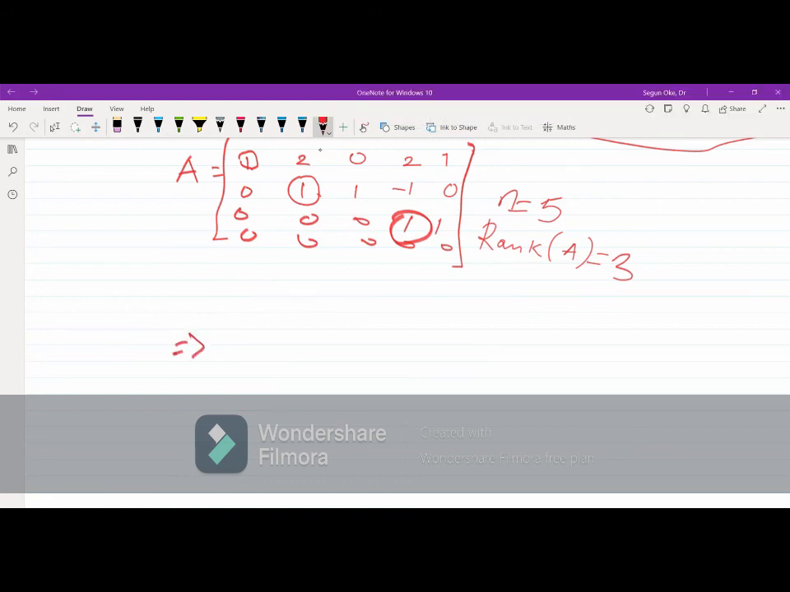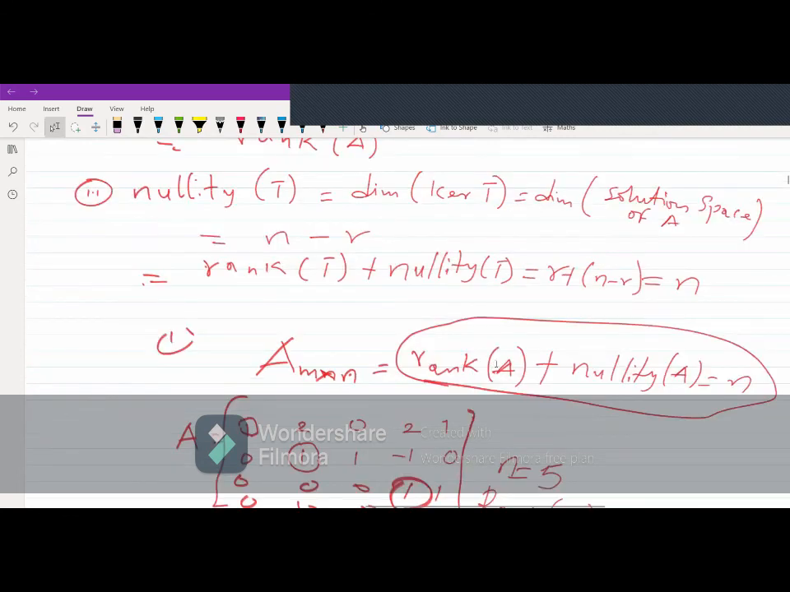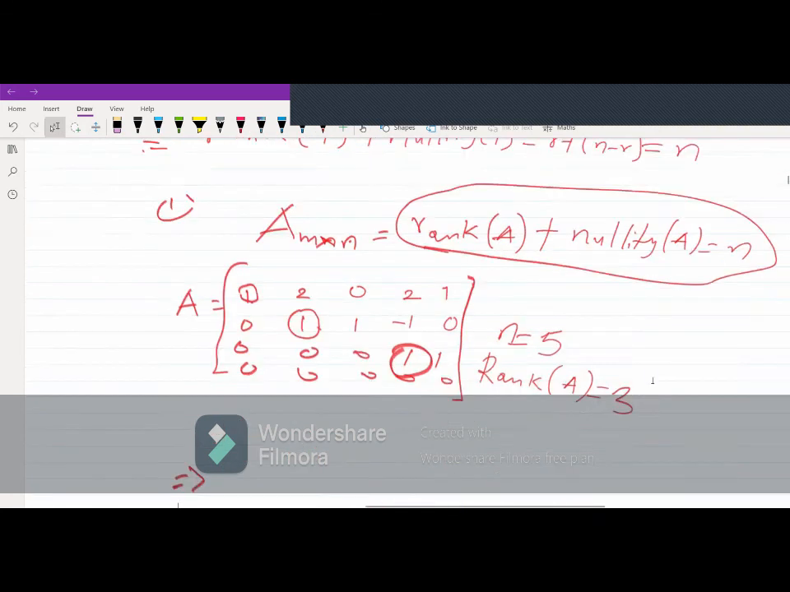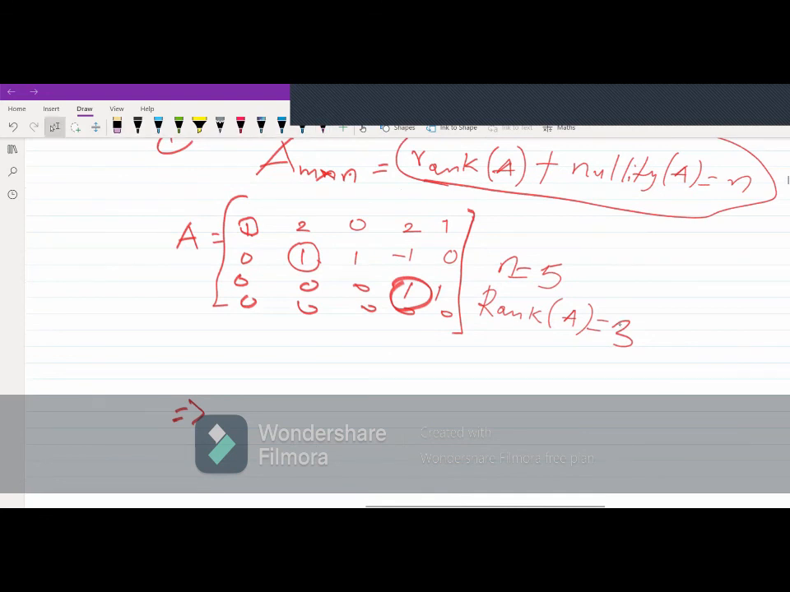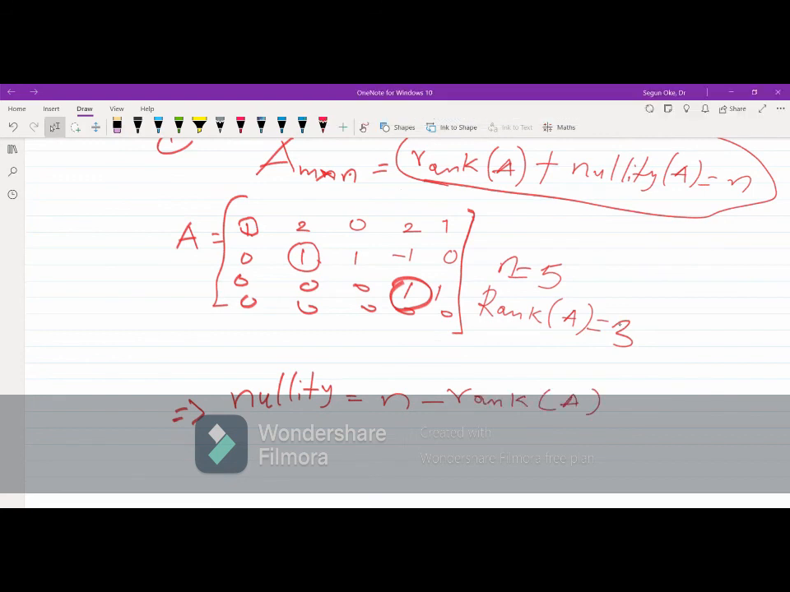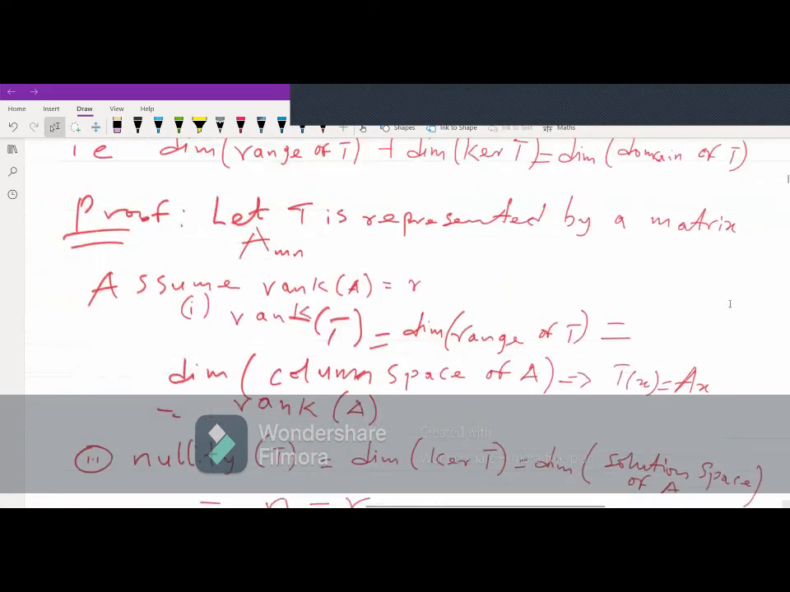So in this case, we can now use the formula to solve it. Rank A plus nullity of A. We are looking for the nullity of A. Our nullity of A in this case will now be nullity A = 5 minus 3, equals n minus rank A. Sir, please, I have a question. How did you get n to be equal to 5? Is it because the number of columns is 5? Yes, n means the number of columns. That's why they write it here.